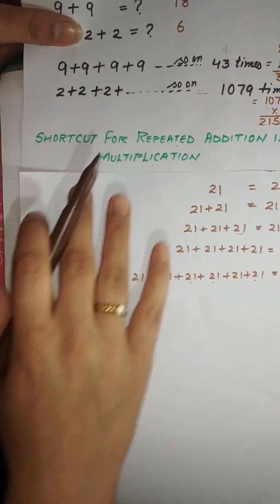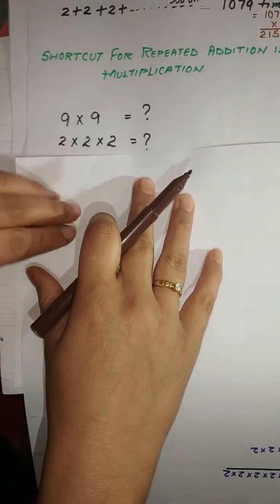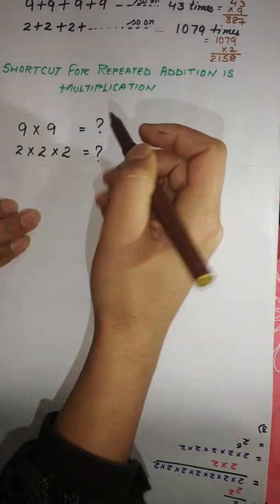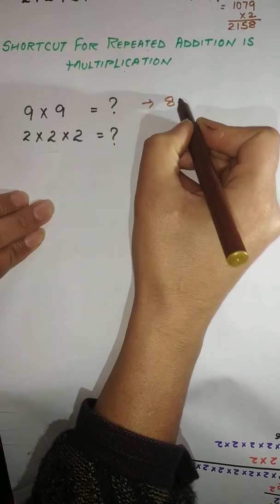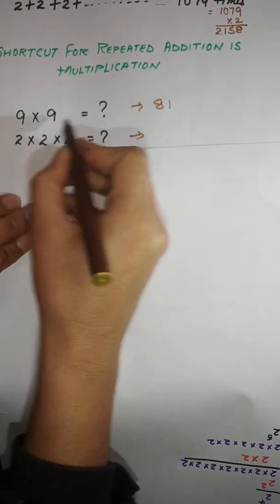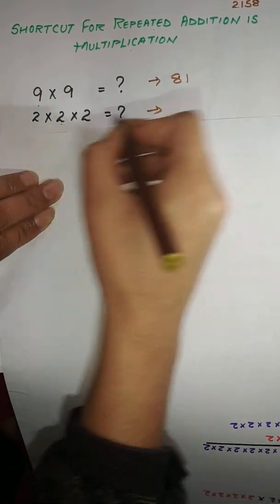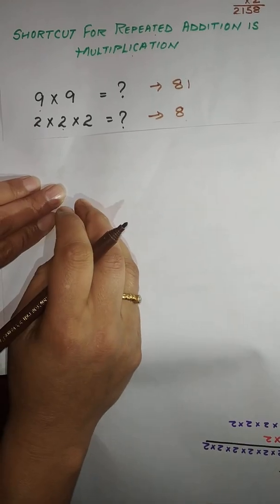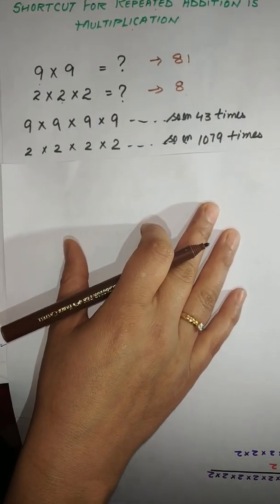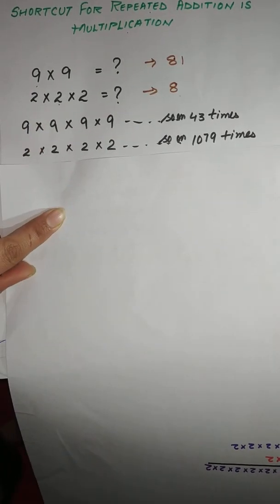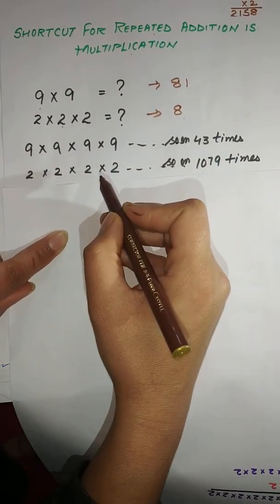Now coming over to the next. Can you solve them? All of you can solve them. This is 81. 9 into 9 is 81. And this is 2 into 2 into 2, which is 2 into 2, 4, 4 into 2, 8. Now coming over to the little complex thing. Can you do this? It's 9 into 9 into 9 into 9, so on 43 times.